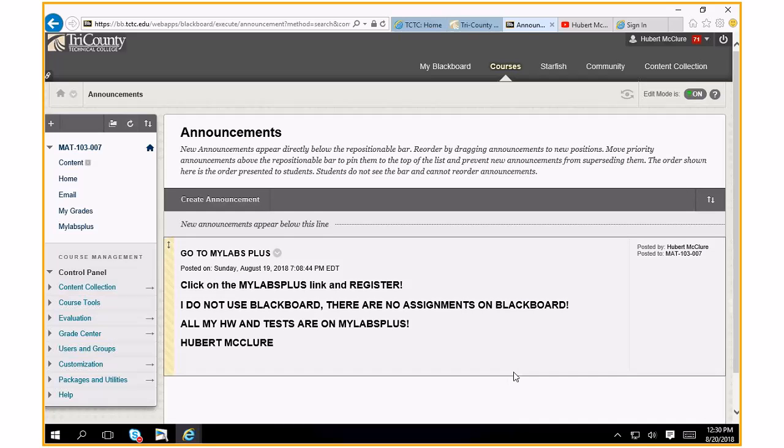I do not use Blackboard. There are no assignments on Blackboard. All my homework and tests are on MyLabs Plus. I should have put a comma, not on Blackboard. Why do I say that 3 or 4 times? Somebody will email me or text me this weekend, and what will they say? They can't find my homework on Blackboard.